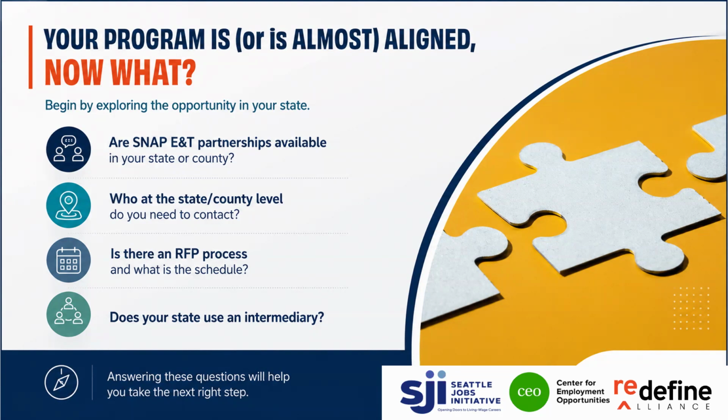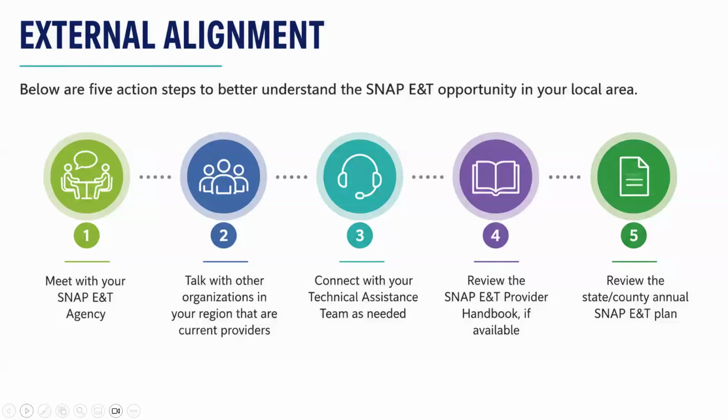So let's jump to the next slide and think about what external alignment looks like. So here are action steps to really help you get to that strong understanding of your local program. You have a great sense of what you do as an organization. You understand your budget, you understand who you're serving, you understand what those services look like, right? And so now it's really looking at that alignment piece. What's available, who do we talk to understand that availability? And again, thinking about relationship building that's going to help you long term as well.